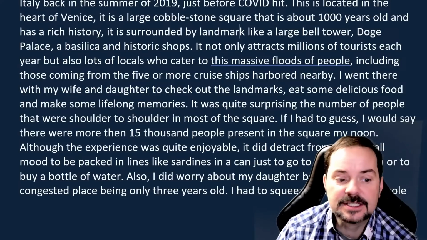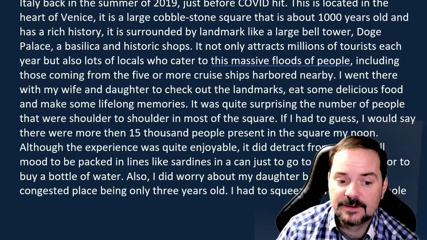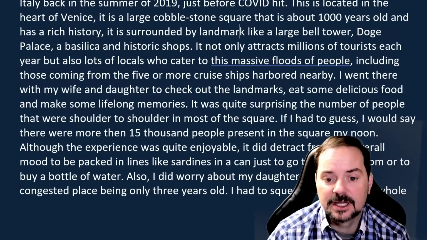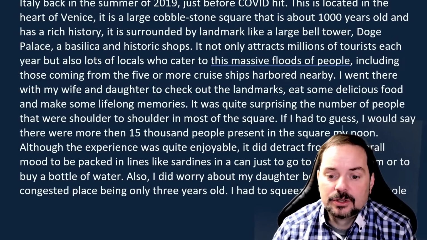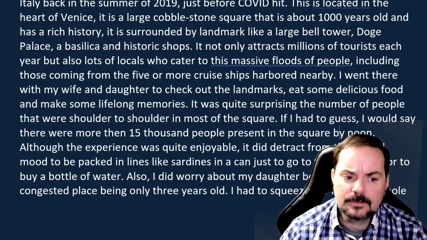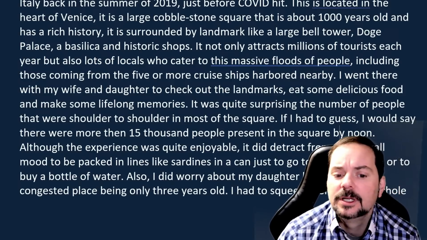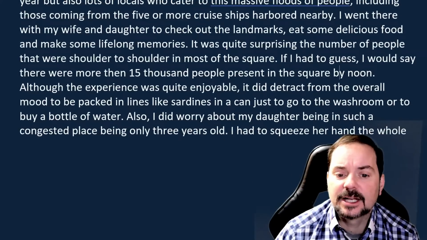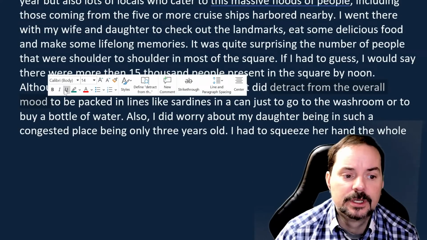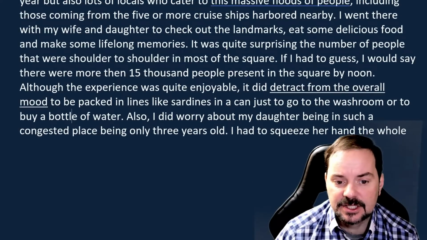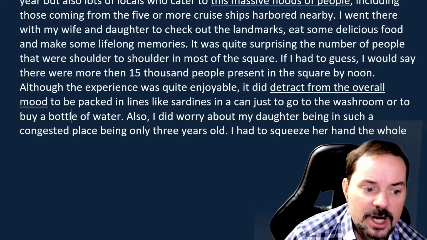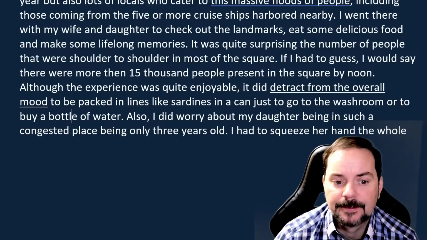It was quite surprising the number of people that were shoulder to shoulder in most of the square. If I had to guess, I would say there were more than 15,000 people present in the square by noon. Although the experience was quite enjoyable, it did detract from the overall mood to be packed in lines like sardines in a can just to go to the washroom or buy a bottle of water.